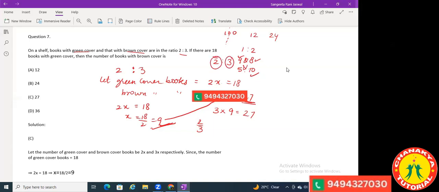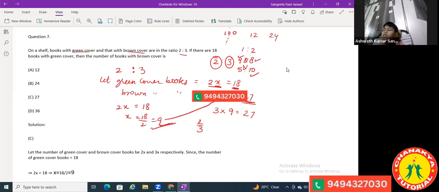So that's why I have taken, let the green color box be 2x. That means it is some number multiple of 2. x is some number which is a multiple of 2. That means it's already given 18. So that means 2 into x is 18. That's how I have taken x here.